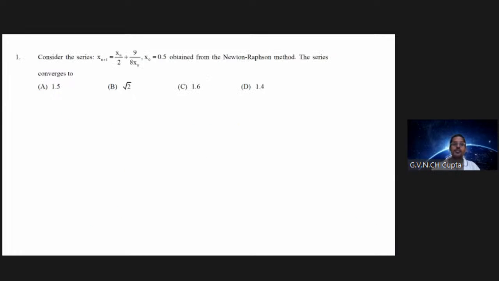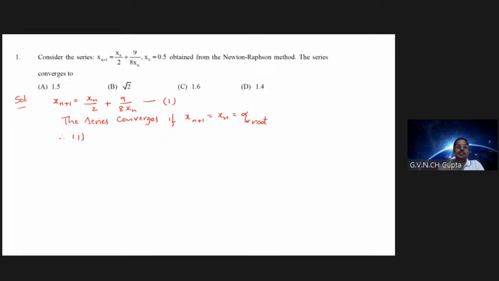Okay, so now I am going to do this first example. Solution: here also the Newton-Raphson method is mentioned. The series converges to, as I just told, xn plus 1 is equal to xn by 2 plus 9 by 8 times xn. This is your series. Series means it is an iterative formula that gives x0, x1, x2, x3, etc., x values one by one. That is called a series. So the series converges if xn plus 1, with the letter n instead of k, equals xn is equal to alpha. What is this alpha? 100% the root.